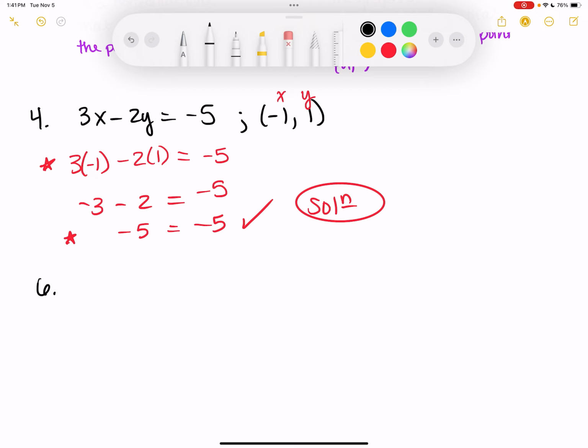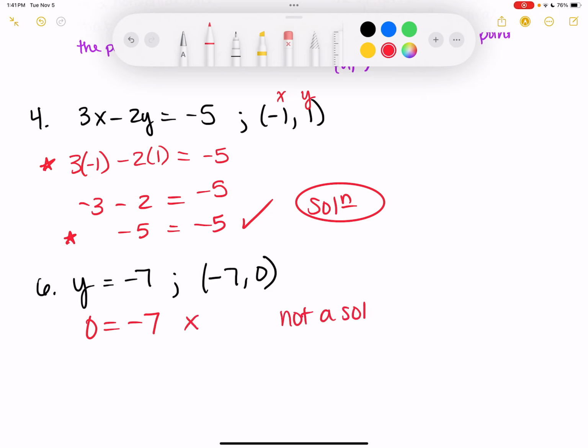Number 6, y equals -7, and the point is (-7, 0). So what's getting plugged in for y? 0. So this is going to say that 0 equals -7. Is that true? No, so this is not a solution.